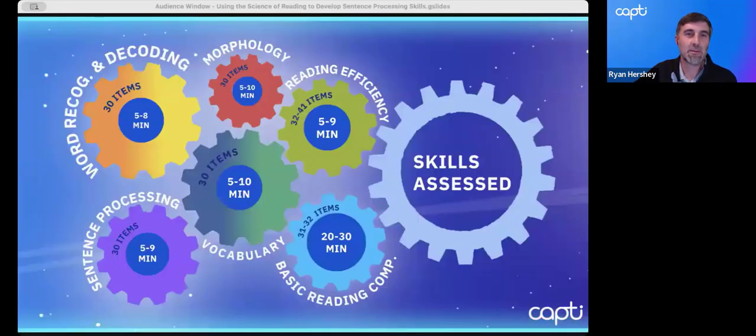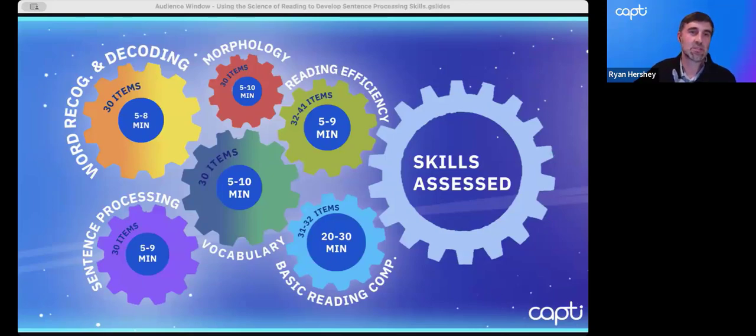There we go. So the sentence processing test takes between 5 and 9 minutes, and it includes 30 items and is offered at 3 different difficulty levels. And you can see that it's possible here to gather a ton of information about a reader's foundational skills in a short amount of time. So like the word recognition, decoding, morphology, fluency, all of those tests are 30 items, and they take less than 10 minutes each.